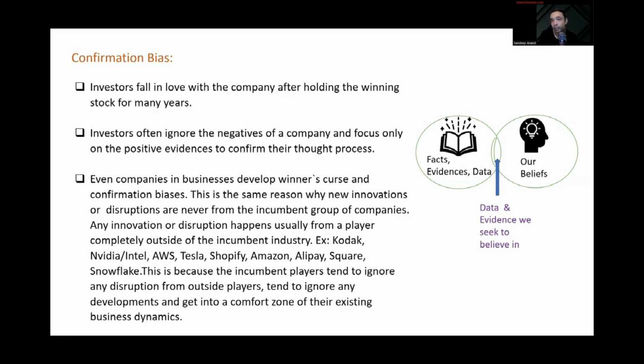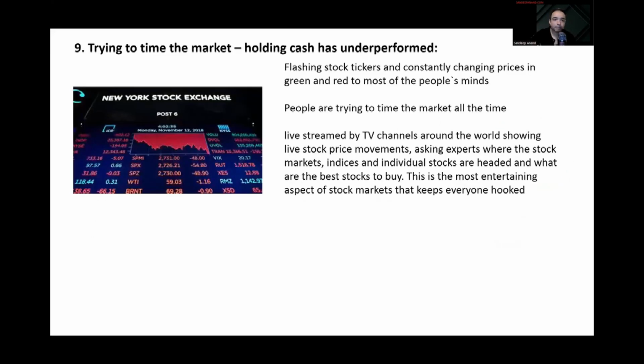Square and PayPal disrupted the banking. It was not JP Morgan who came up with the payments, the POS and the Cash App, right? Snowflake is out there, MongoDB, we know, it's not Oracle. I can go on and on. This is a very typical case, and this is because of confirmation bias. They tend to ignore any disruption out there. They don't want to innovate. They are comfortable in the zone, and they tend to continue those operations, and that's when they get disrupted. So that's again confirmation bias.